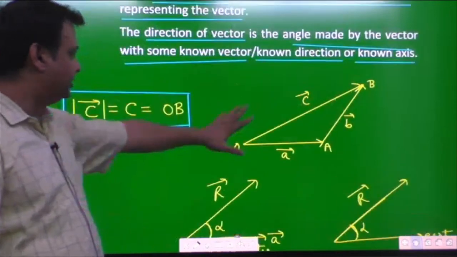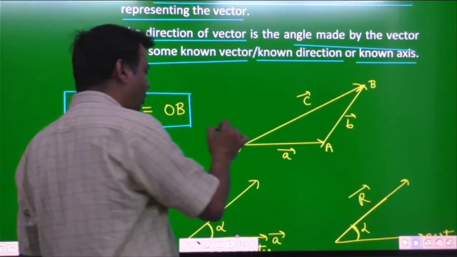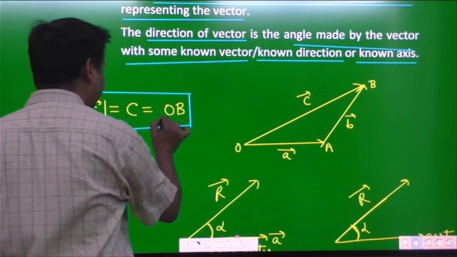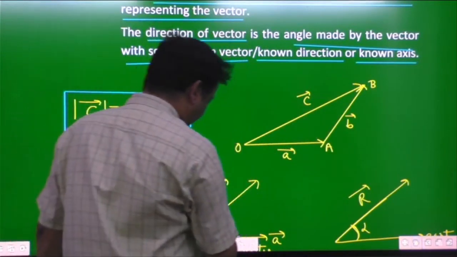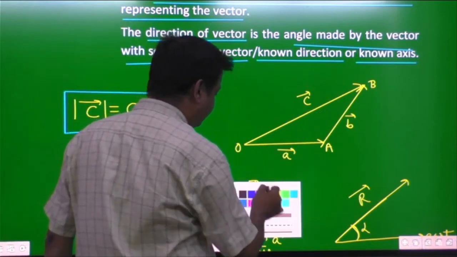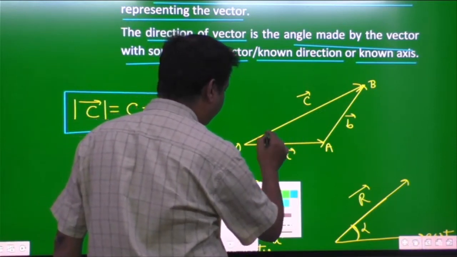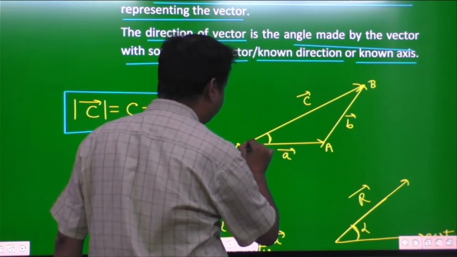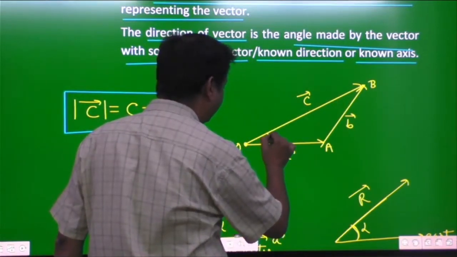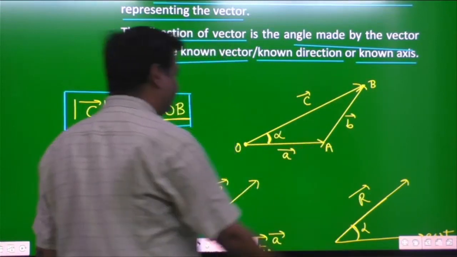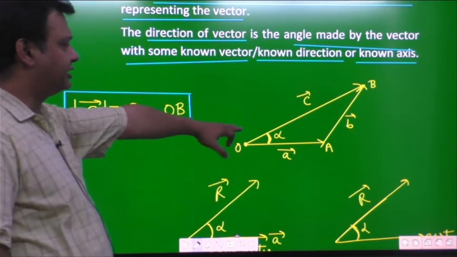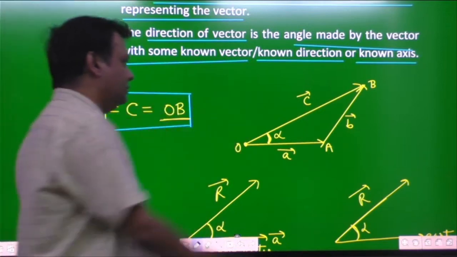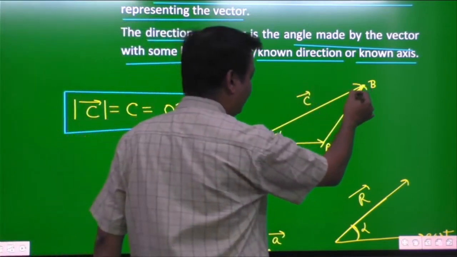So like in this figure, you have seen, if you want to find the magnitude of vector C, then you have to find the length OB. And suppose if you have to find the direction of vector C, so for finding the direction, you need to determine the angle. So in this figure, vector C and vector A are tail to tail. So let this angle be alpha. So alpha denotes the direction of vector C. Vector C is making angle alpha with vector A. And C and B are head to head.